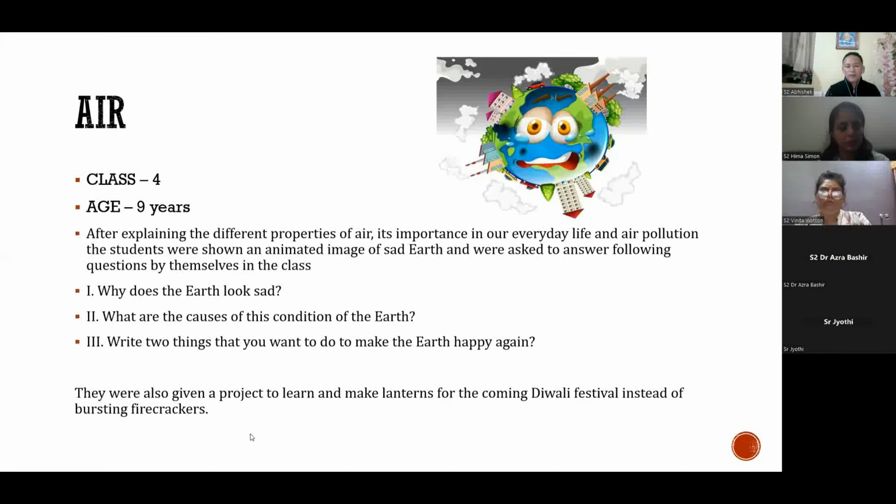And I also gave them a project. Since we are now approaching our festival, I told them, instead of burning firecrackers, let us make paper lanterns and light our Diwali festival. So they are now doing different activities, and by doing these things, they know we are making our earth more sustainable, and we are moving towards more sustainably developed nations.